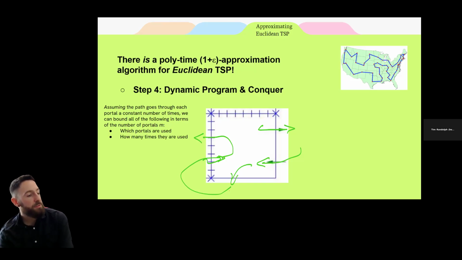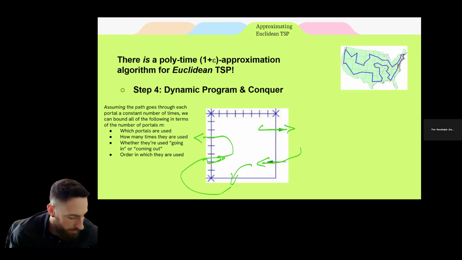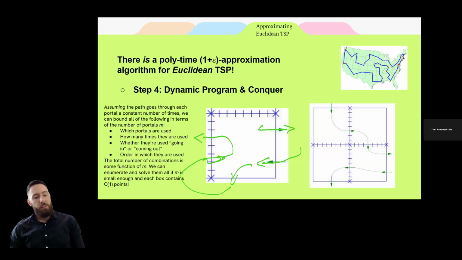How many times they're used? Well, if we assume they're all used a constant number of times, the number of possibilities for that is also bounded by some function of m. Whether they're used going into or coming out of the tiny box, that's another 2 to the m choices for our entries and exits, and then the order in which we enter and exit the box. So what this means is that the total number of ways for each box that we can enter and exit it through portals in any specific order is something that we can bound and enumerate through.